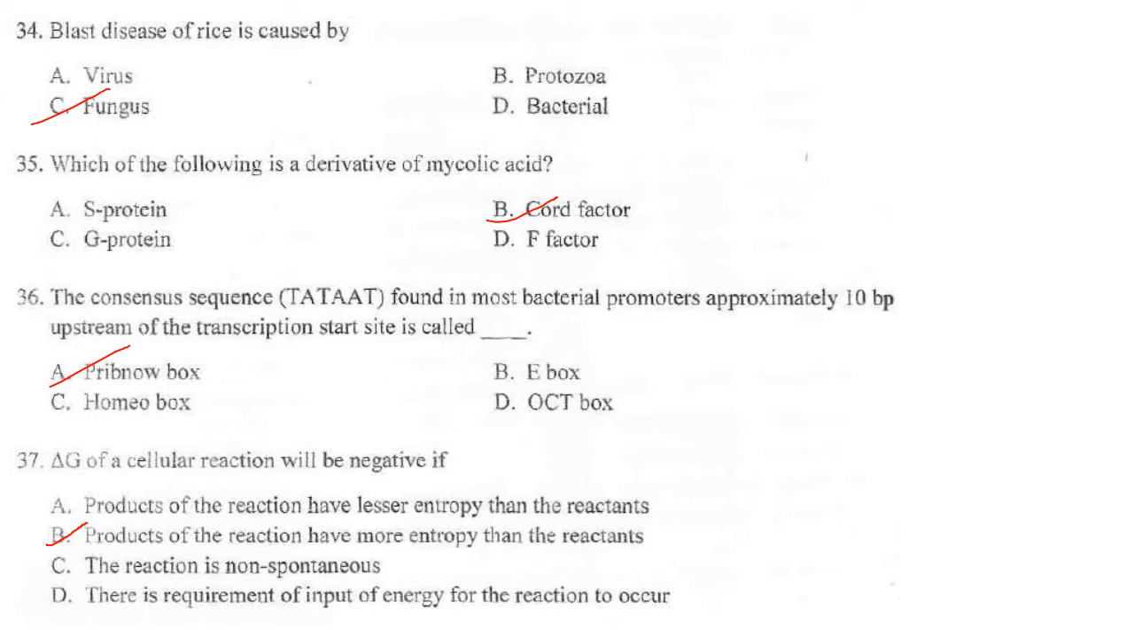Cord factor or trehalose dimycolate is a glycolipid molecule found in the cell wall of Mycobacterium tuberculosis and similar species. Answer is B. Then the consensus sequence TATAAT found in most bacterial promoters approximately 10 base pair upstream of the transcription start site is called the Pribnow box. The bacterial homologue of the TATA box is called the Pribnow box. Answer is option A. Then delta G of a cellular reaction will be negative if products of the reaction have more entropy than the reactants.